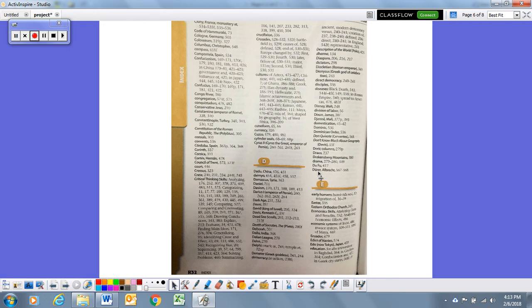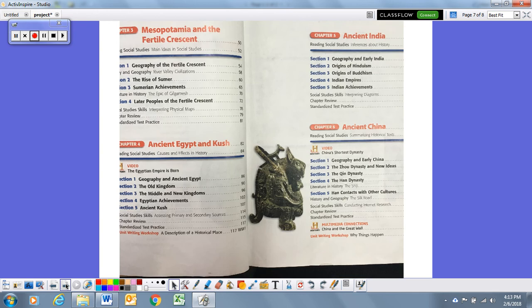But I'm not done there either. There's another place that I can look in my textbook to find out if dynasty belongs with another civilization, either Mesopotamia, Egypt, India, or China. And that is the table of contents. So what you want to do is open up your book and turn to the table of contents, where you can see chapter 3, 4, 5, and 6.